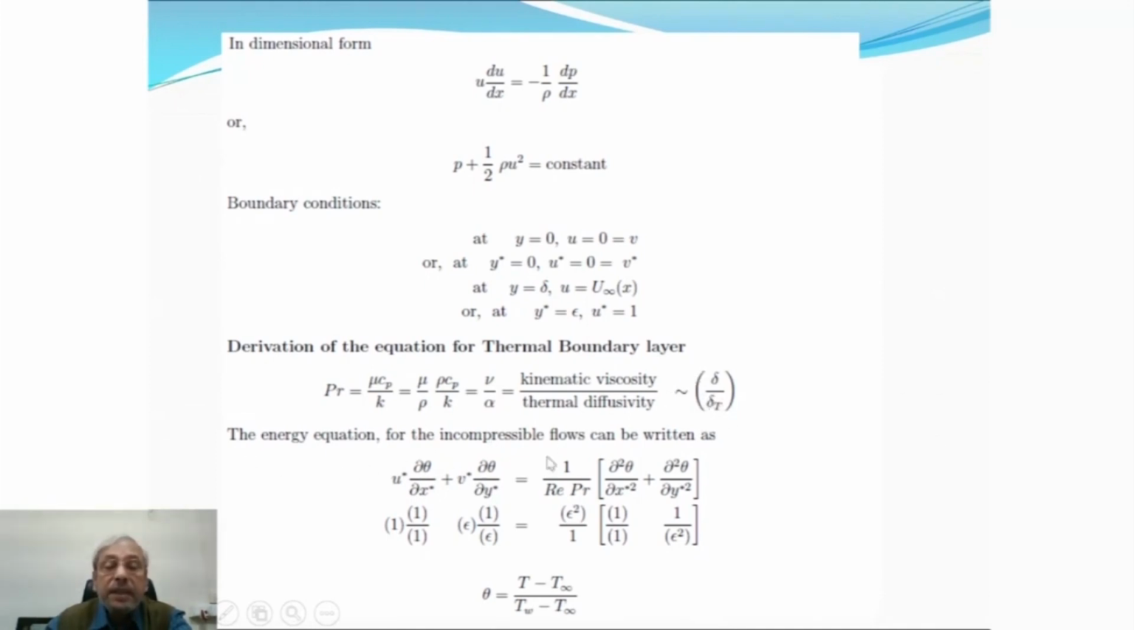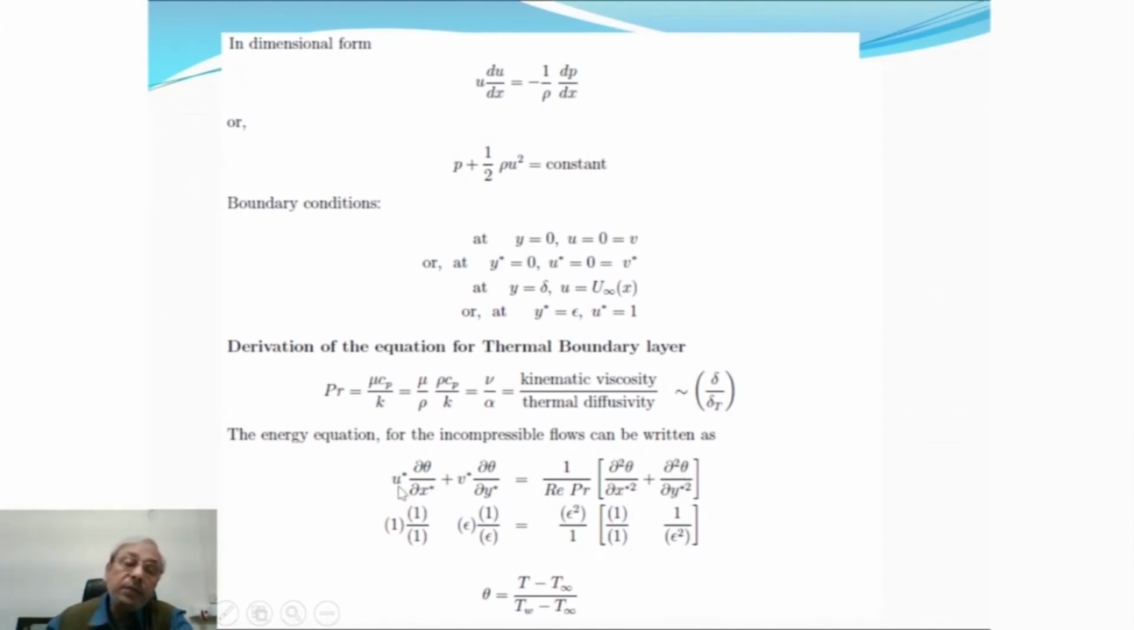So, energy equation, when we non-dimensionalize, we have already seen it and we have worked with it, non-dimensional parameters. So, for 2D, now we can write u star ∂theta/∂x star plus v star ∂theta/∂y star equal to 1 by Reynolds number into Prandtl number, ∂2 theta/∂x star 2 plus ∂2 theta/∂y star 2.